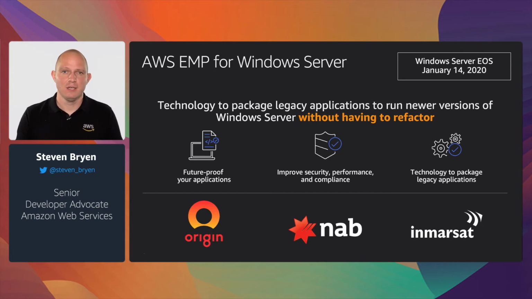This might sound like the perfect solution, but in fact it's a pretty smart piece of software, and the way it works is really interesting. It allows you to future-proof your applications, improve your security, performance and compliance by moving to supported versions of your operating systems. And there are many customers already taking advantage of EMP for Windows Server today. National Australia Bank are planning on utilising a partner called CloudHouse to accelerate their migration off of unsupported versions of Windows Server. They're looking at migrating servers in the thousands. Obviously, they're a huge enterprise customer of ours, and Origin and Inmarsat are other customers that are using the platform as well.